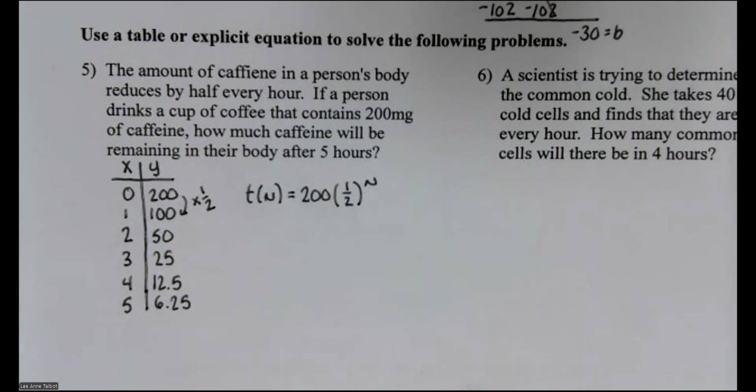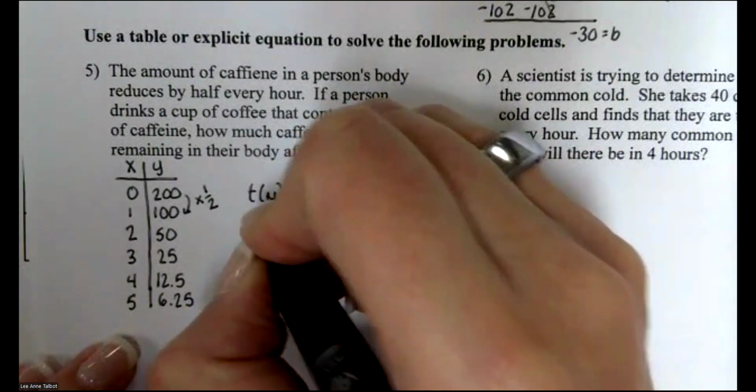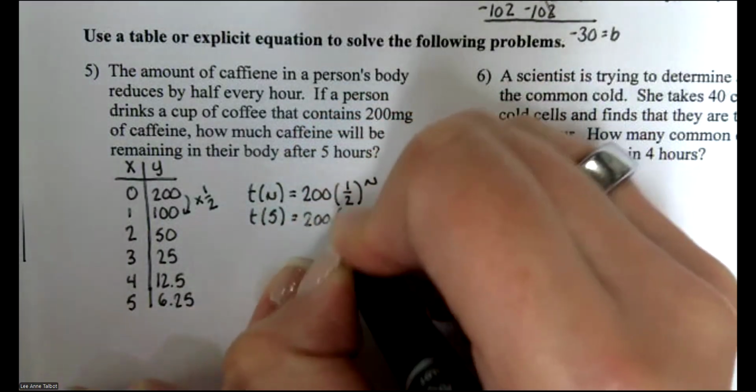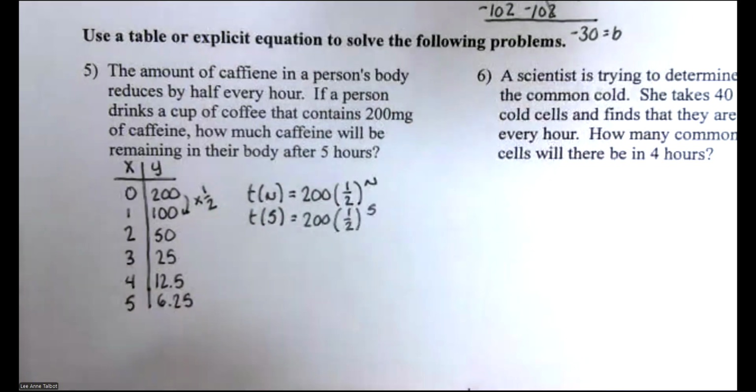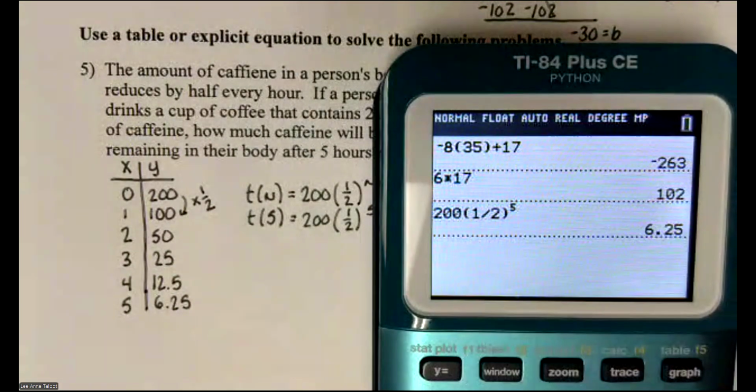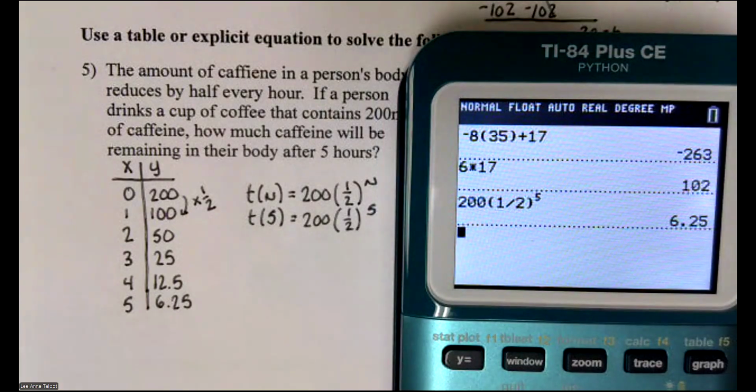Okay, so it's a b to the x, where a is term 0, b is the multiplier, and then to the power. Okay, and then what happens if we take it to the 5th power? Because we want to know 5 hours. And if you use the explicit equation, you can jump straight.